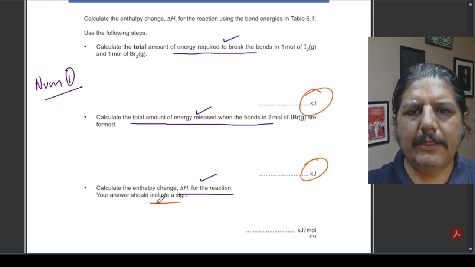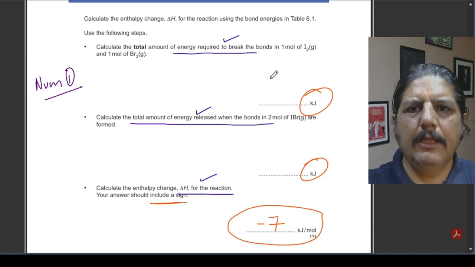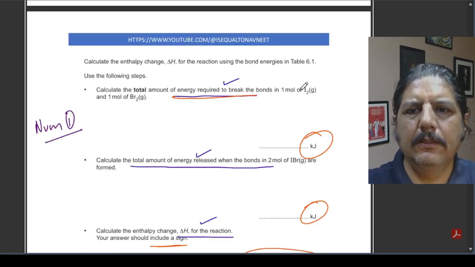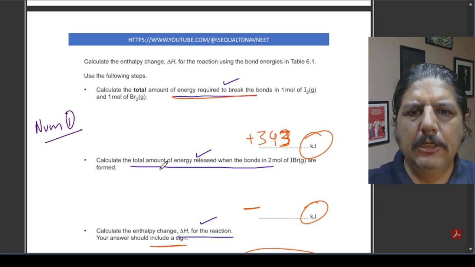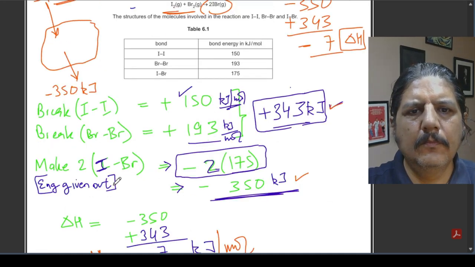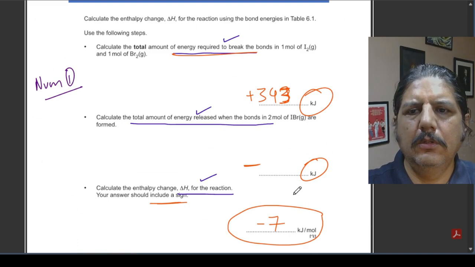They are asking for the sign also. So our answer would be minus 7 kilojoule per mole, and the energy required to break the bonds, plus 343 kilojoule would be required, and the total amount released is minus 350 kilojoule.